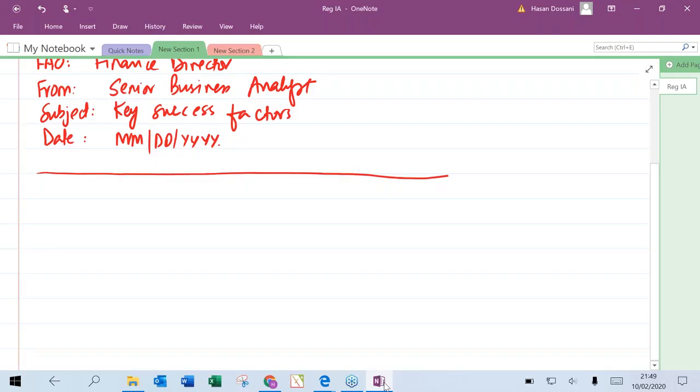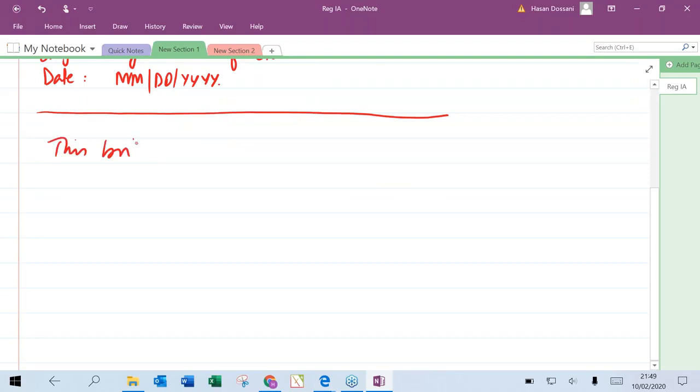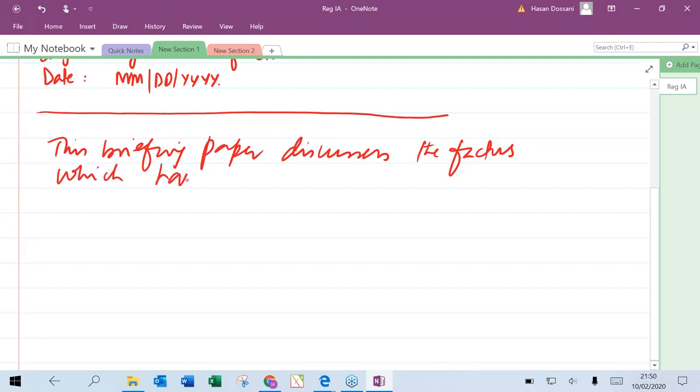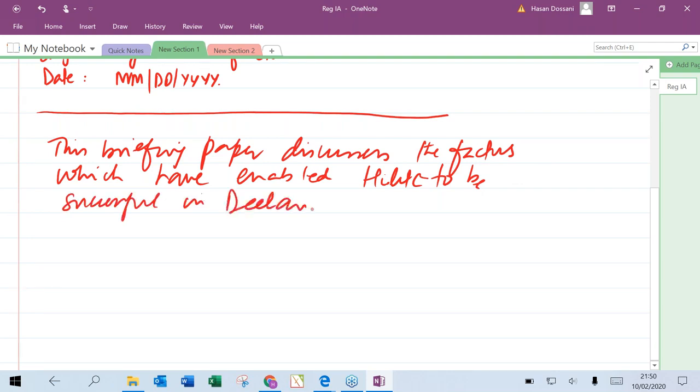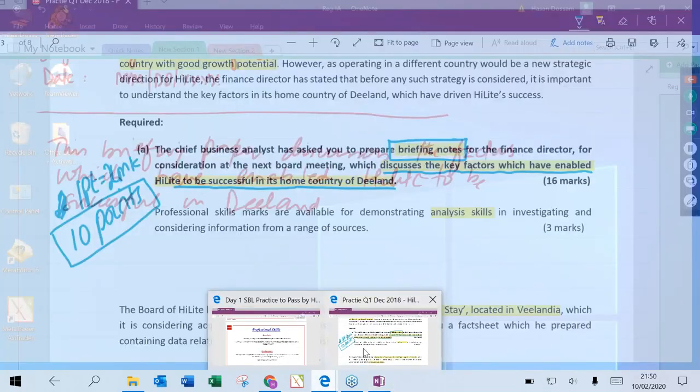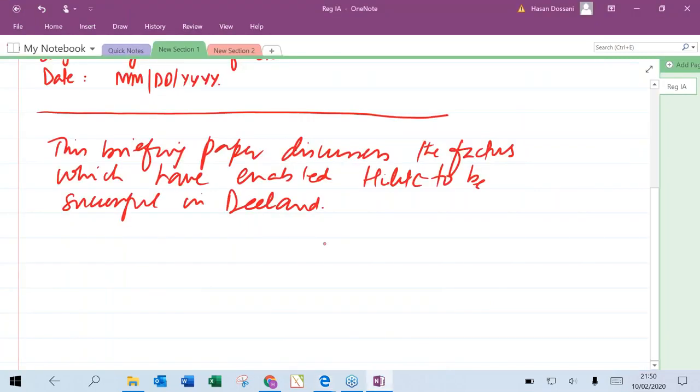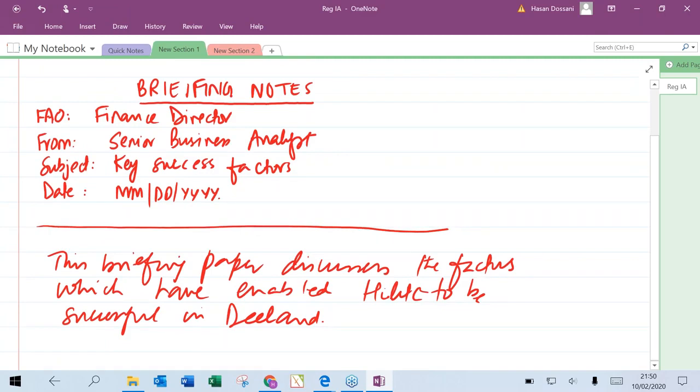Okay, I will just write this briefing paper discusses the factors which have enabled highlight to be successful in DLAND. What I did, I just copied the wordings from the scenario and created an opening sentence. We need to save time. So if you get stuck in drafting your own fancy juicy introduction sentence, you will lose precious time. Okay, so now success factors.